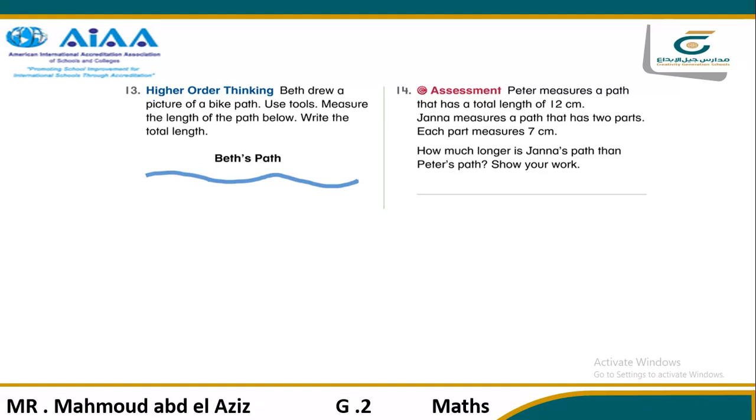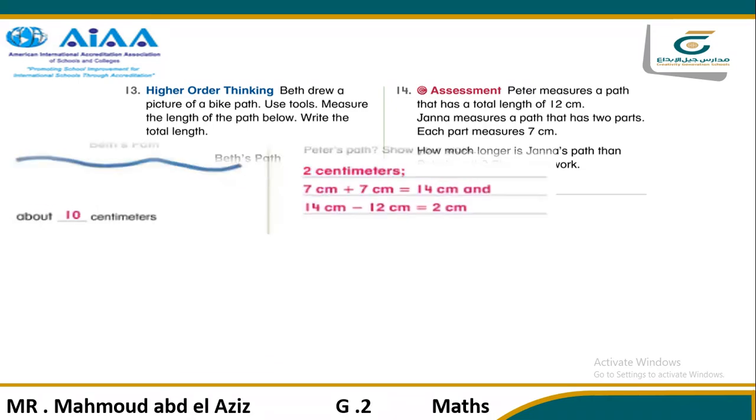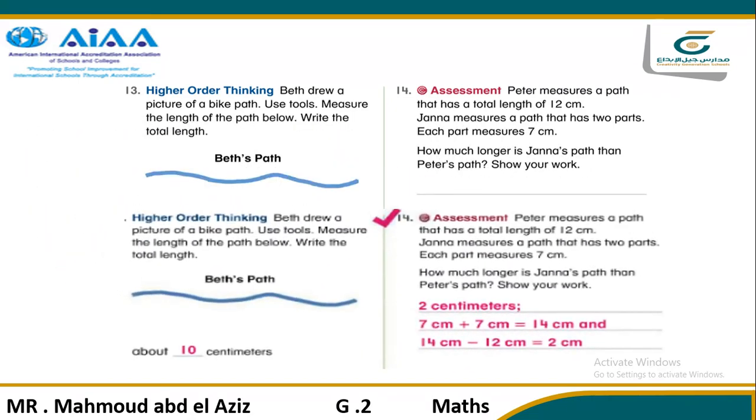And another question. Draw a picture of a bike path. Use tools, measure the length of the blue path and write the total length. You can use here any tool we said before. You can use a measuring tape. It's a good tool for this question. So it equals 10 centimeters.